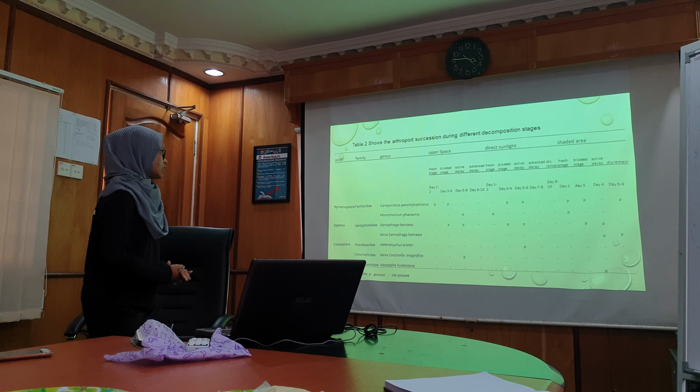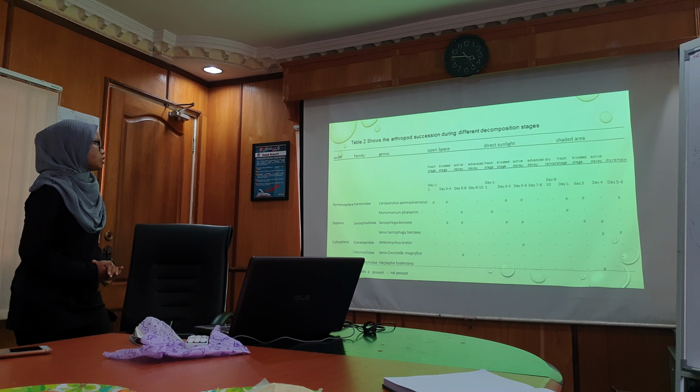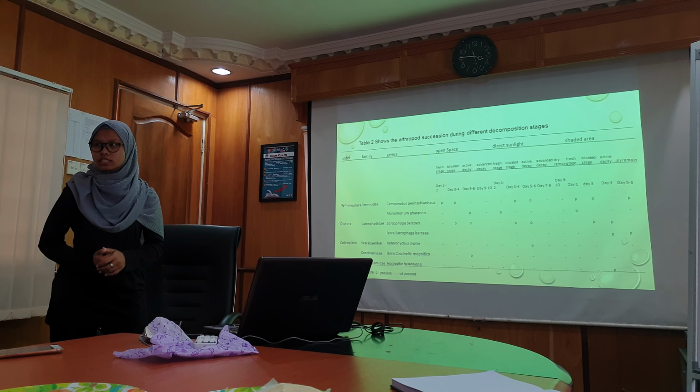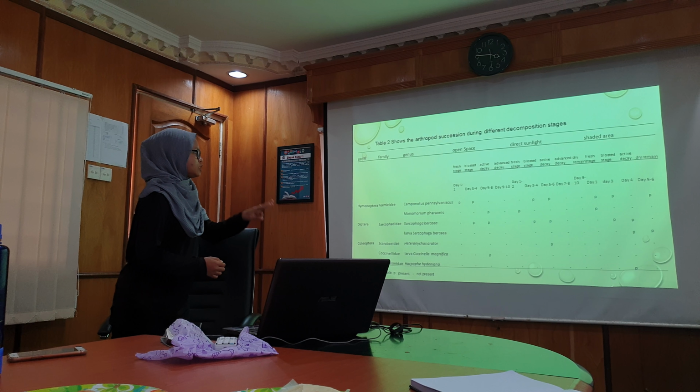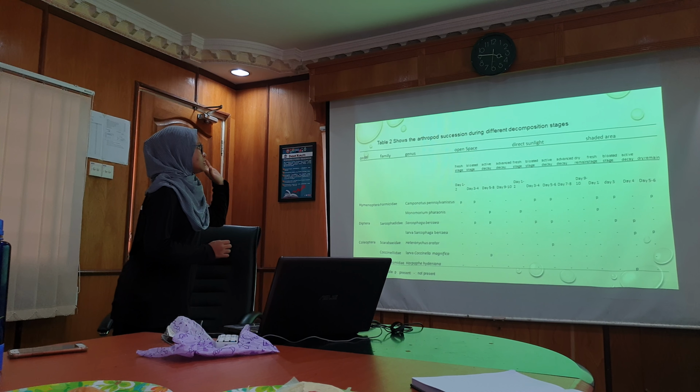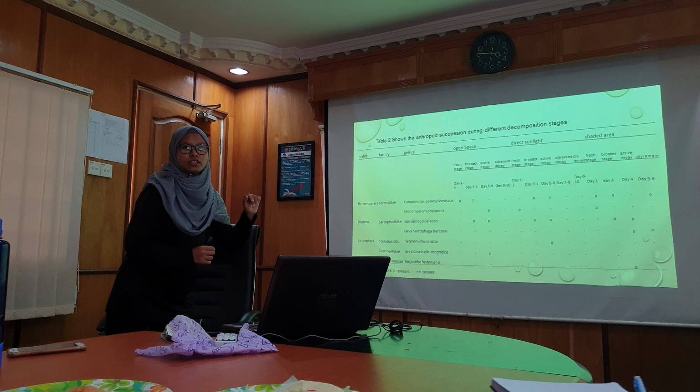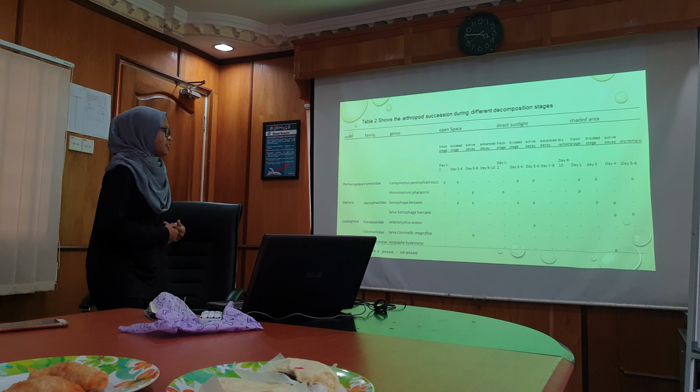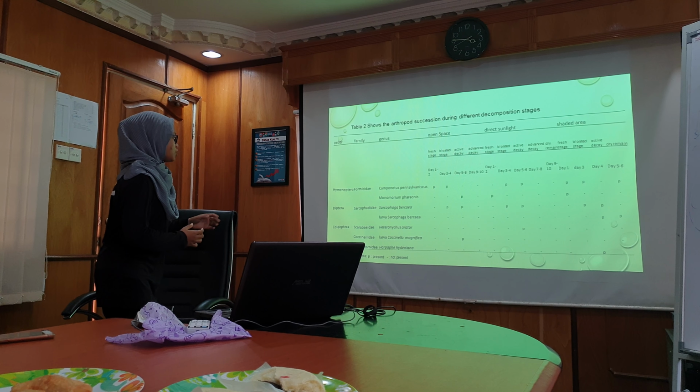This is Table 2 that shows the arthropod succession during different decomposition stages, which is we have 3 different locations, and we have different stages at each location, and P is present and the dash is not present. Okay, so you can see that.